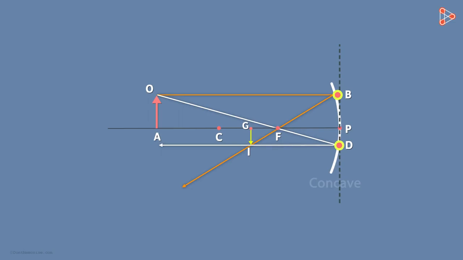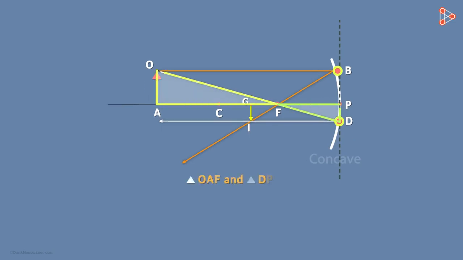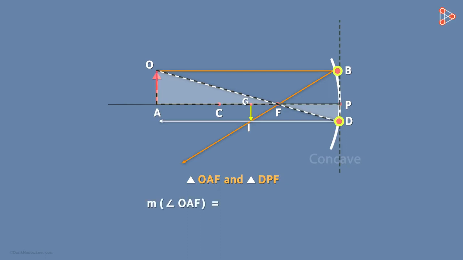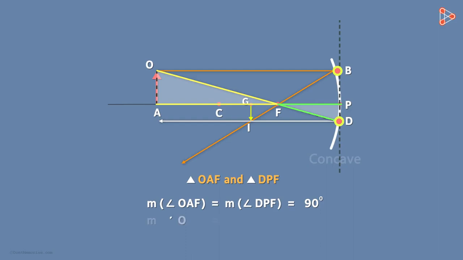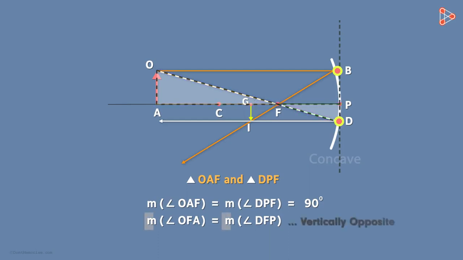Now consider these 2 triangles. Are these 2 triangles similar? Let me first just draw them separately here. We see that angle OAF is equal to angle DPF. Why? They both measure 90 degrees. What about these 2 angles? Angle OFA and angle DFB? When 2 lines intersect, the vertically opposite angles are always equal. Hence, these 2 angles are equal too.